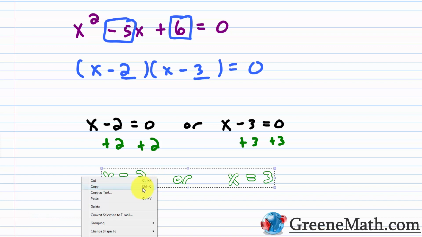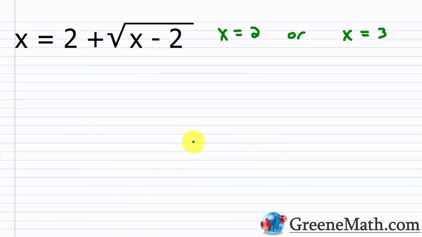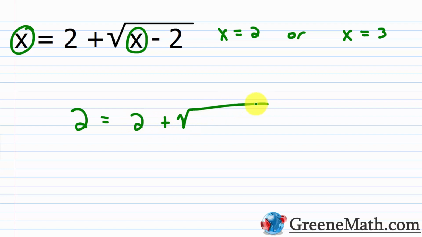So let's copy this, and we're going to check. All right, so if I plugged in a 2 for x here and here, what would I get? I would get that 2 is equal to 2 plus the square root of 2 minus 2, which is 0. So basically, this is just 2 equals 2. So this guy is going to check out. If I plugged in a 3 for x, so there and there, you would get that 3 is equal to 2 plus the square root of 3 minus 2, which is 1.